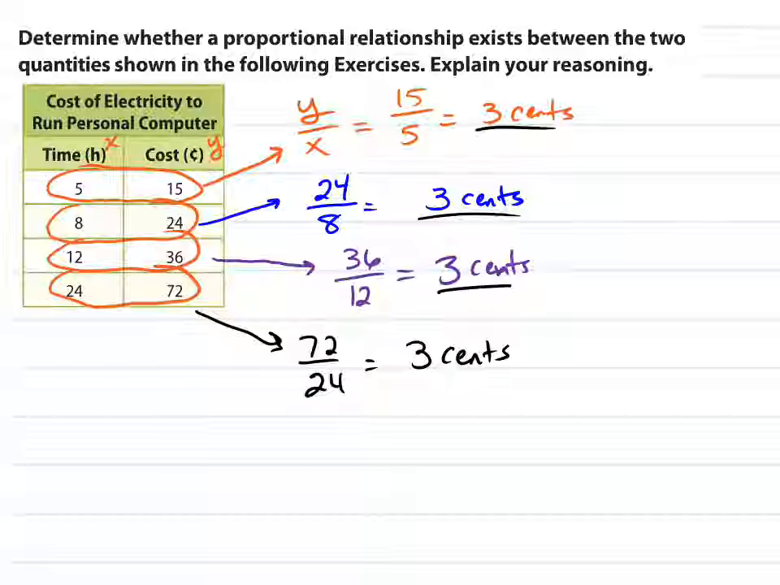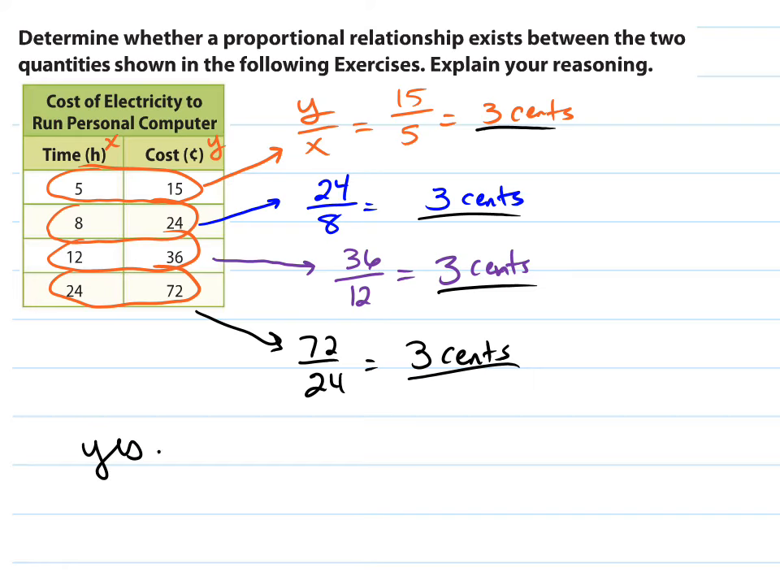So the ratio resulted in 3 cents for all 4 different relationships. So determine whether a proportional relationship exists between the two. Yes. Explain your reasoning. The costs are all, I wrote dollars again, 3 cents.